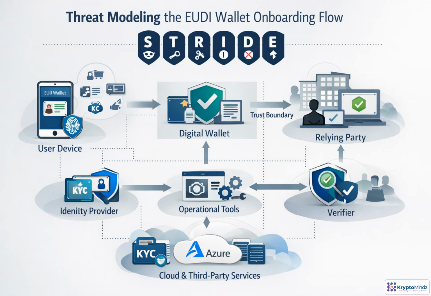Threat modeling here means asking, at every step of onboarding, what could go wrong and who could abuse this? We start by protecting the real crown jewels: identity attributes, credentials, consent records, logs, and keys. Then we examine each trust boundary between the device, wallet, verifiers, cloud services, and KYC systems, and apply STRIDE thinking. Finally, we prioritize the controls that most affect assurance, compliance, privacy, and the overall integrity of onboarding.